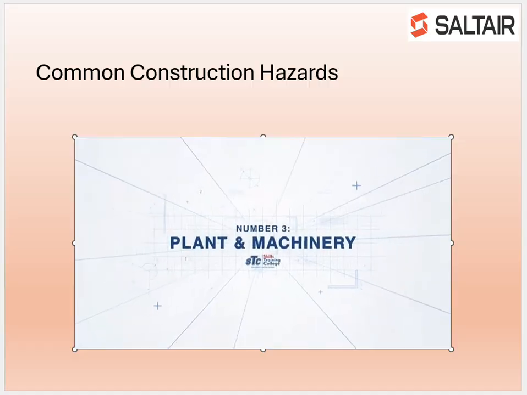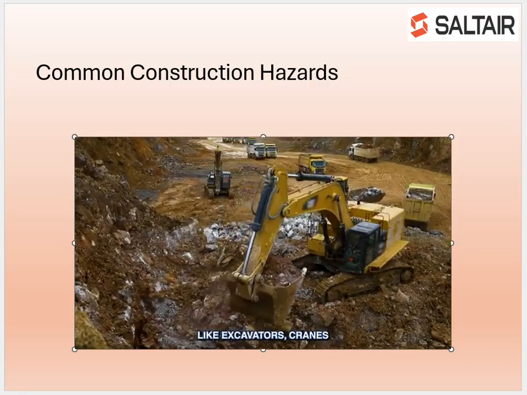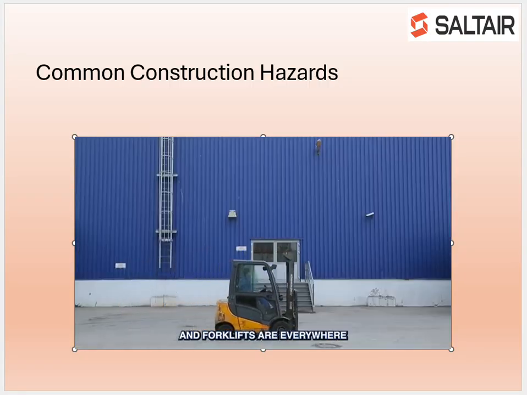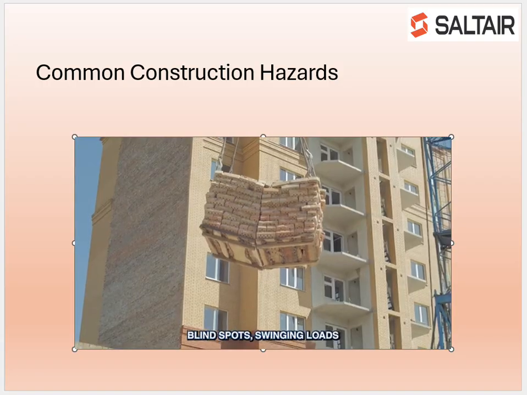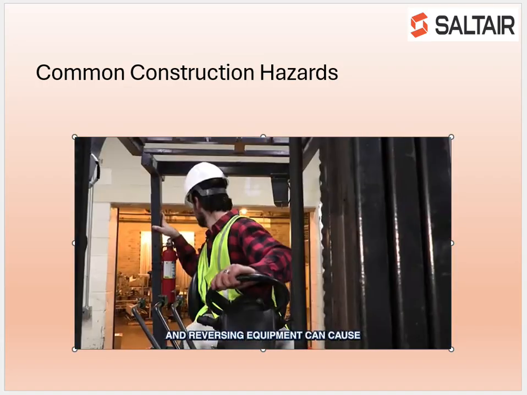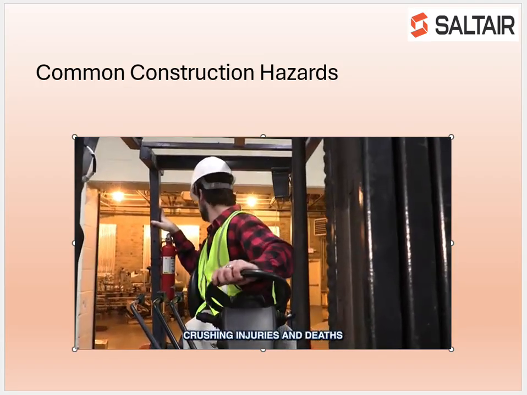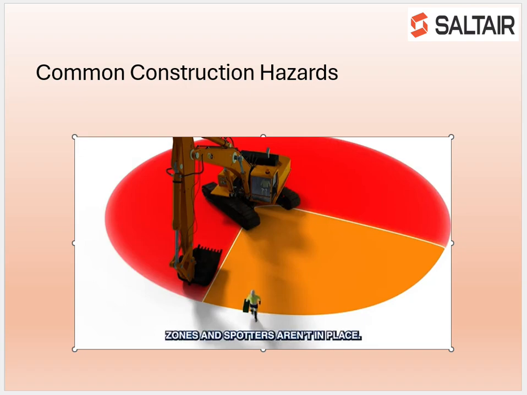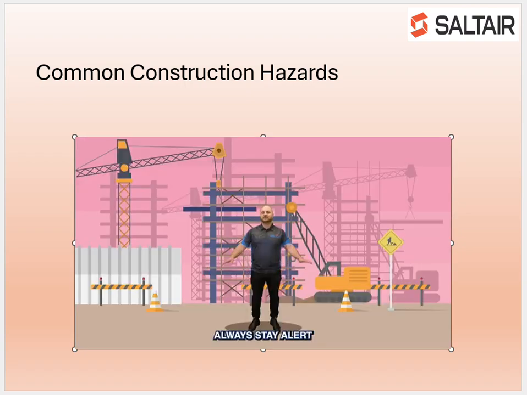Moving plant and machinery. Heavy vehicles and machinery like excavators, cranes, and forklifts are everywhere on a construction site. Blind spots, swinging loads, and reversing equipment can cause crushing injuries and deaths if proper exclusion zones and spotters aren't in place. Always stay alert and stay out of the line of fire.